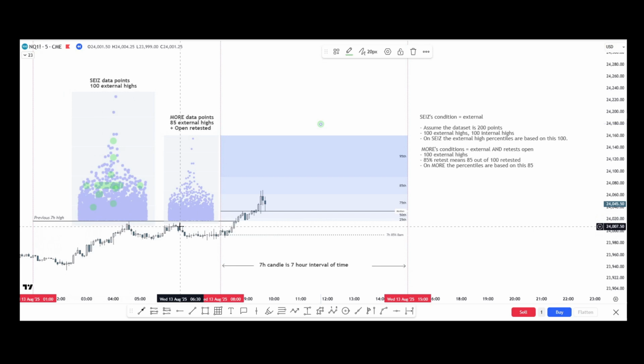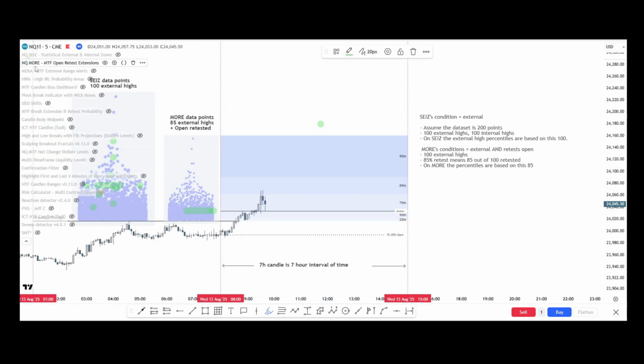However, now we're saying, okay, out of that 100 times, how many times did we also retest the open of this candle after making that break? And in this instance, we've got 85%. So that happened 85 out of that 100 times. Okay. So now these zones, these percentile zones, you can see are obviously measuring 85 data points, not 100. That's why it's different. So our median is much lower. So all the zones are going to be much lower.